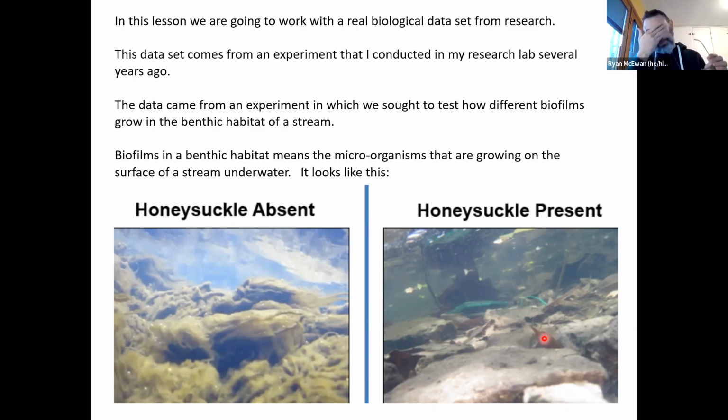It looks like this. So specifically in this experiment, honeysuckle is a kind of a shrub. And we have streams where honeysuckle is growing over top of the stream. That's honeysuckle present. And streams where the honeysuckle is not over top of the stream, that will be honeysuckle absent. Here's an underwater picture of these two kinds of habitats. You can see the biofilm, and this is a really intense, this is like a kelp forest. Biofilms where the honeysuckle is absent, and this is in the same stream nearby where honeysuckle is present. Totally different kind of benthic environment.